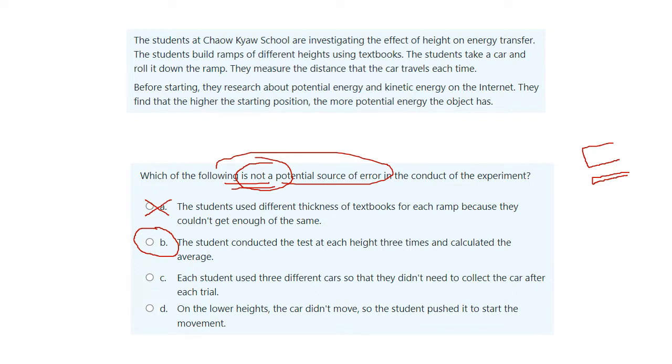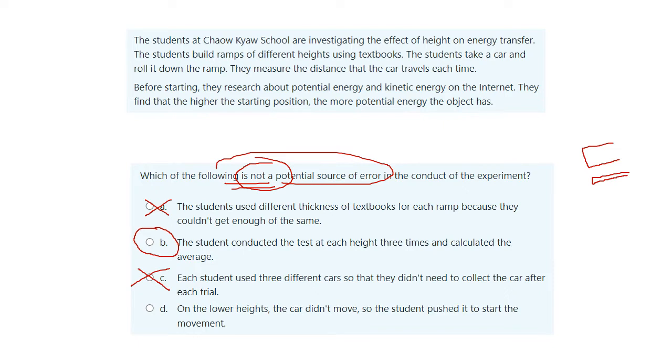C, each student used 3 different cars, so they didn't need to collect the car after each trial. But that would be a source of error. Each car could have different size wheels. Different size wheels will create different friction. They could be different weights, which might affect the acceleration. There would be lots of variables with different cars, which could impact the results of the experiment. So this is an error. That's why we don't choose answer C.